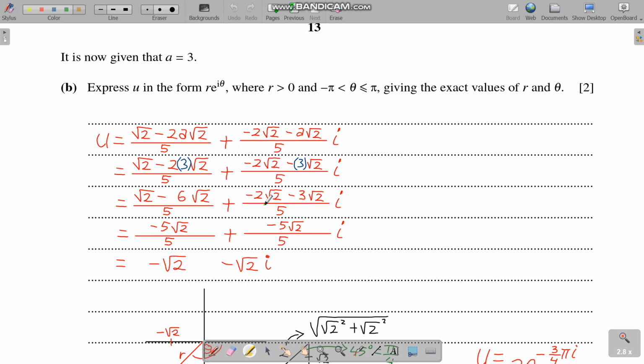The next part is to replace the a with 3. The a is 3, so we replace the a with 3, and we simplify. This is 6a, and root 2 minus 6 root 2 is like a minus 6a. We get minus 5a, so minus 5 root 2, and we have minus 5 root 2 also here. And we divide by 5, we get minus root 2 minus root 2i in Cartesian form.